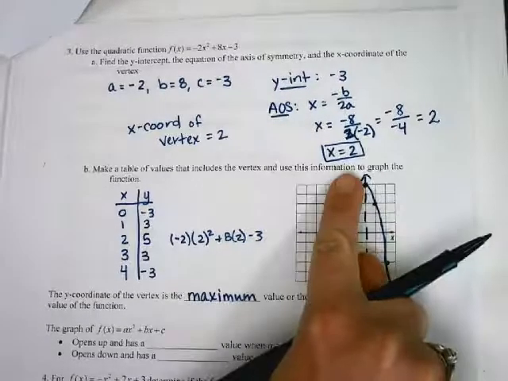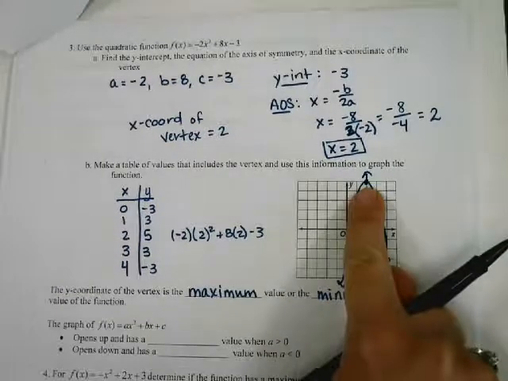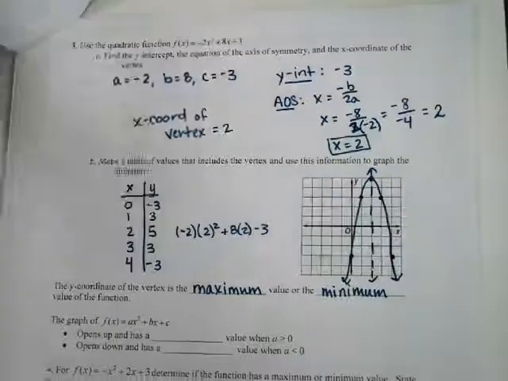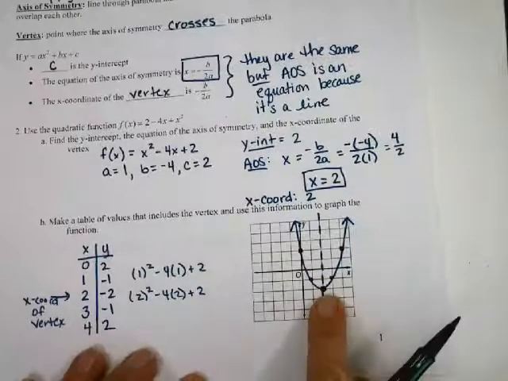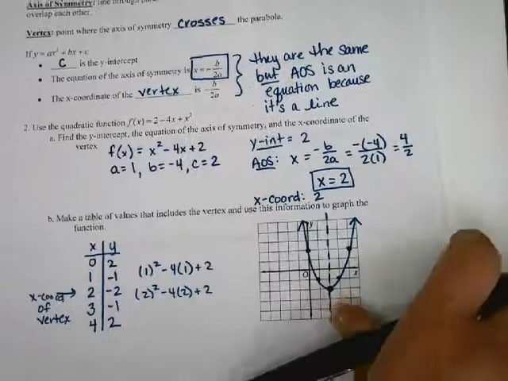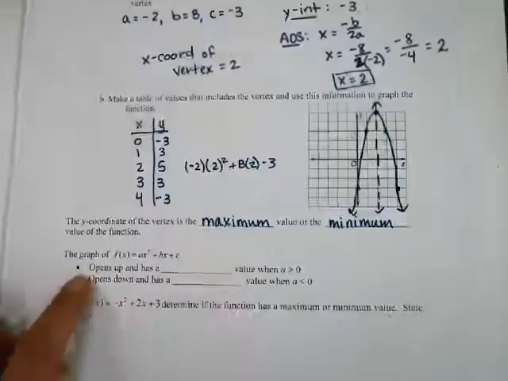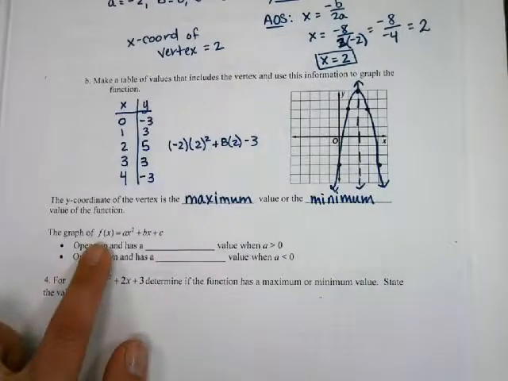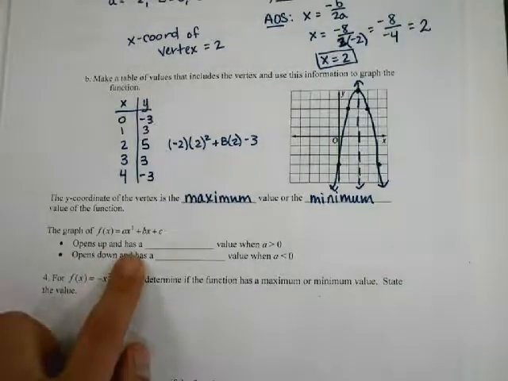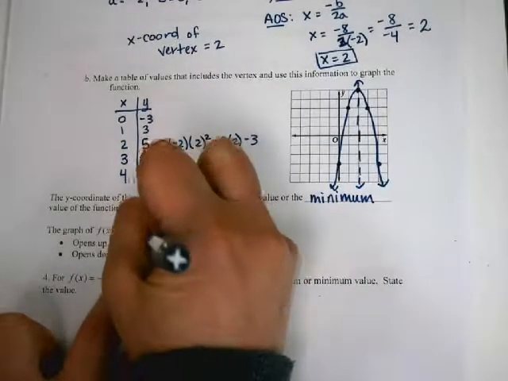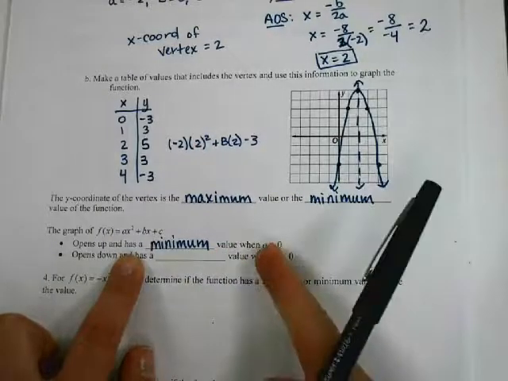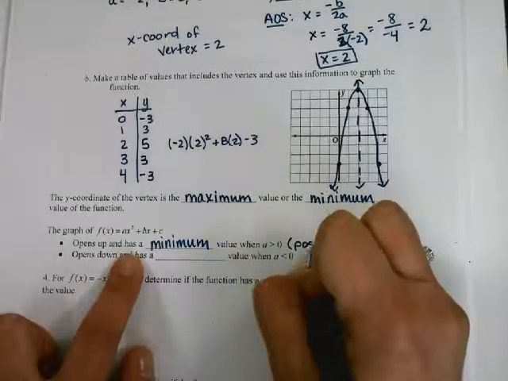Meaning, if I look at this graph right here, this guy doesn't get any taller than 5 on the y-axis. And this guy over here on the front doesn't get any smaller than negative 2. So, the graph of f of x equals ax squared plus bx plus c opens up and has a minimum value when a is greater than 0, or when a is positive.